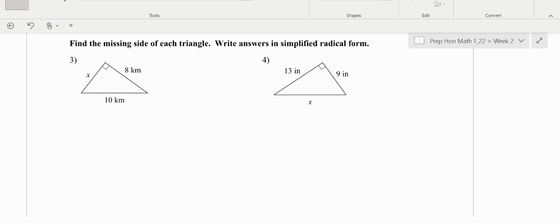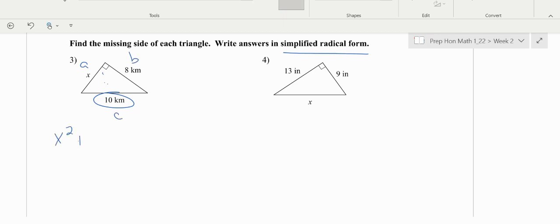For the next two, these are probably the ones we're more familiar with. We're using Pythagorean theorem to solve for a missing side. And we want to make sure that when we're doing it, we're leaving our answers in simplified radical form, right? So the first thing we want to do is identify our hypotenuse. Again, that's across from the right angle. So in our number 3, our hypotenuse is actually 10. When we write this, A and B can be whatever we like, but C has to be 10.